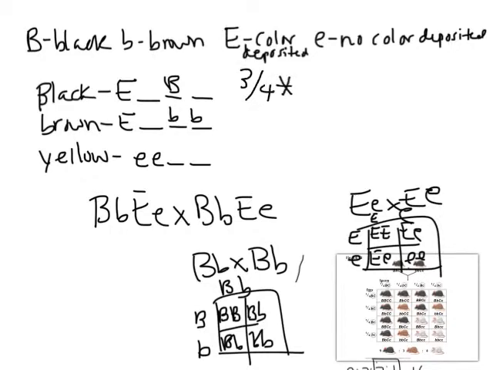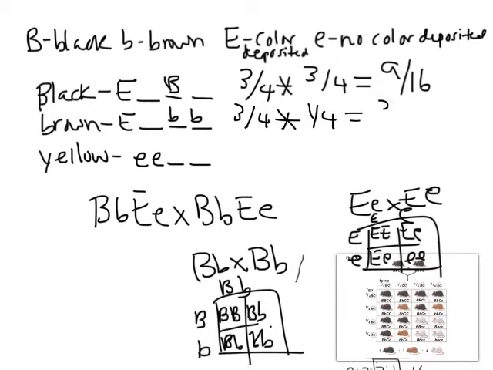Probability of getting a big B, also 3 out of 4 in this case. So now we have 3 times 3 is 9, 4 times 4 is 16. There's the 9/16 chance of getting a black dog from 2 black dogs, actually. So both these dogs would be black. To get a brown dog, big E again is 3 out of 4, whereas little b little b, there's just 1 box of that, so that's 1 out of 4. So that gives us a 3/16 chance of getting a brown dog.